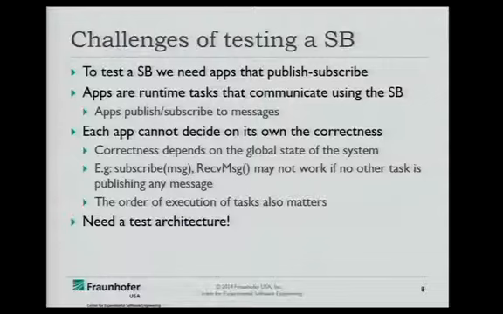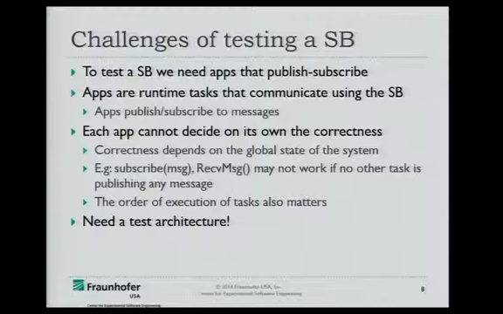Otherwise, how do we know the software bus works correctly? Well, apps are also runtime tasks that communicate using the bus. But the problem here is each app cannot decide on its own the correctness, right? If I subscribe to a message and I'm receiving a message, it depends whether somebody else published a message or not. So the order of execution matters. So you can't have one test that decides on its own whether the system is doing correct or not.